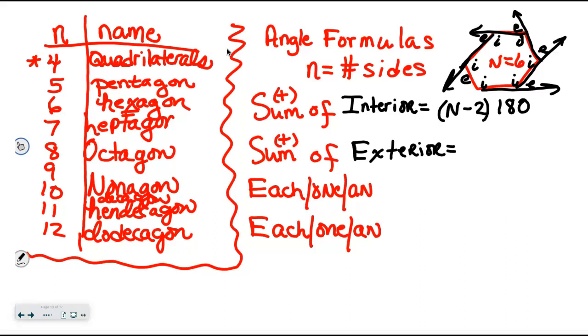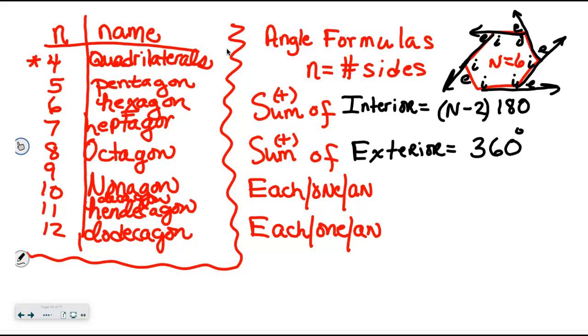The exterior one was easy. When I add up all of these exteriors, no matter how many sides there are, it's 360 degrees, so you can't really get that wrong. If it says, what's the sum of the exterior angles of a 14-gon? 360. Of a decagon? 360. Super easy, right? Each one of them, though.